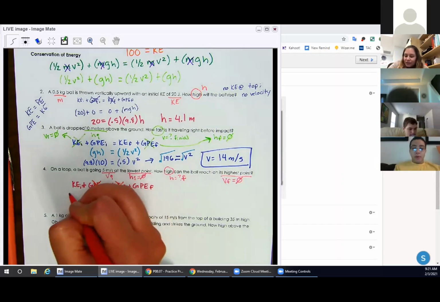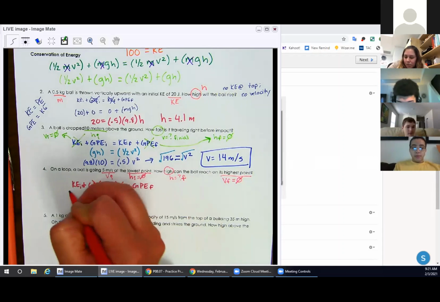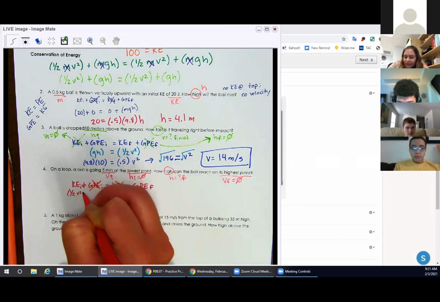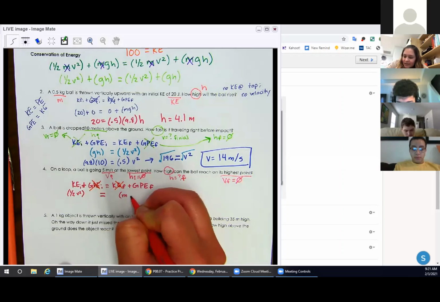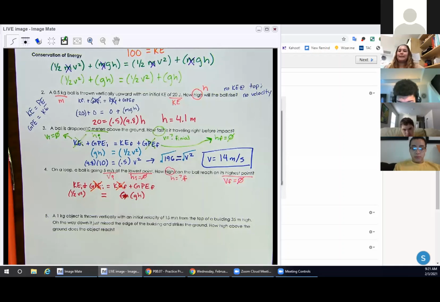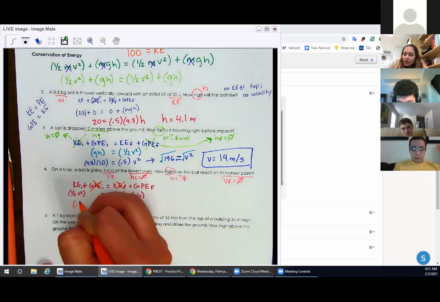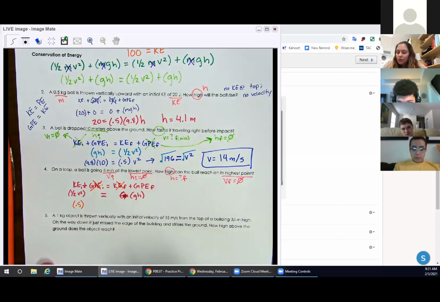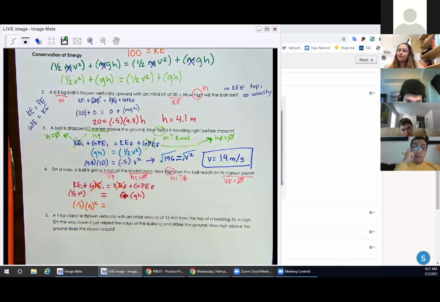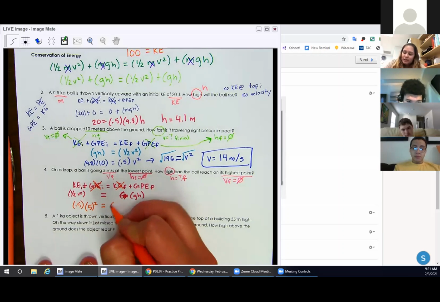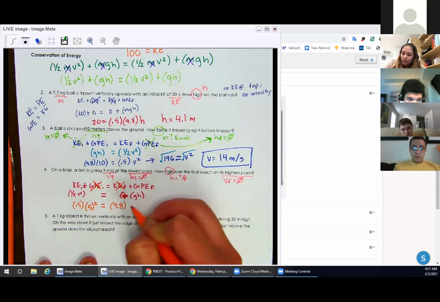So you have 1/2 v squared is equal to mass, I included the mass, gravity times height. Then you just plug in your numbers. 1/2 is the same thing as saying 0.5. We know our v squared, that's 5 squared. Don't forget to square that. Gravity is always 9.8. We know that. And we're looking for our height.